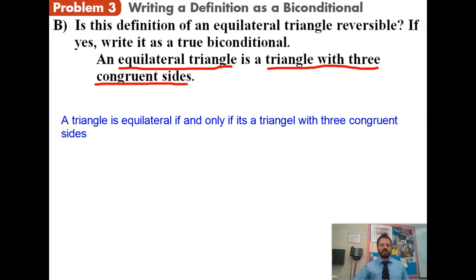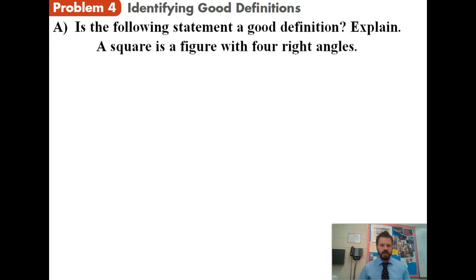Okay, so there's my biconditional, and once again, we could have done that in reverse order. Could have said a triangle has 3 congruent sides if and only if it's an equilateral triangle. All right, last thing we're going to do then is not write more biconditionals, but use the idea of a biconditional to determine whether or not we're looking at a good definition.